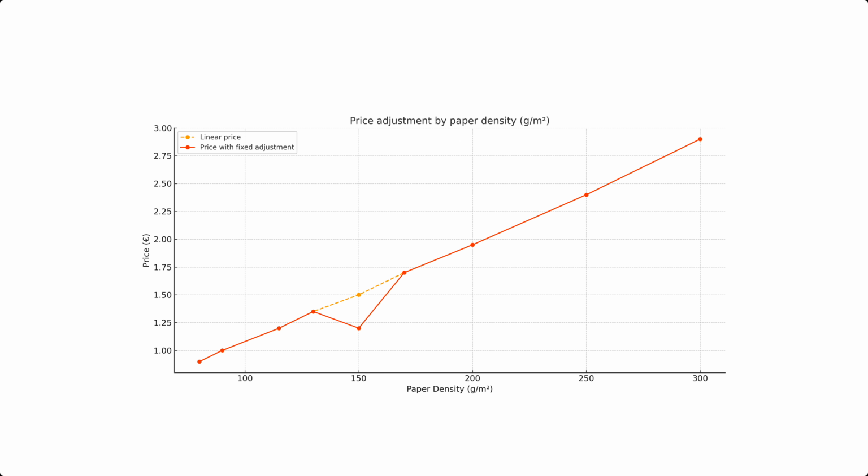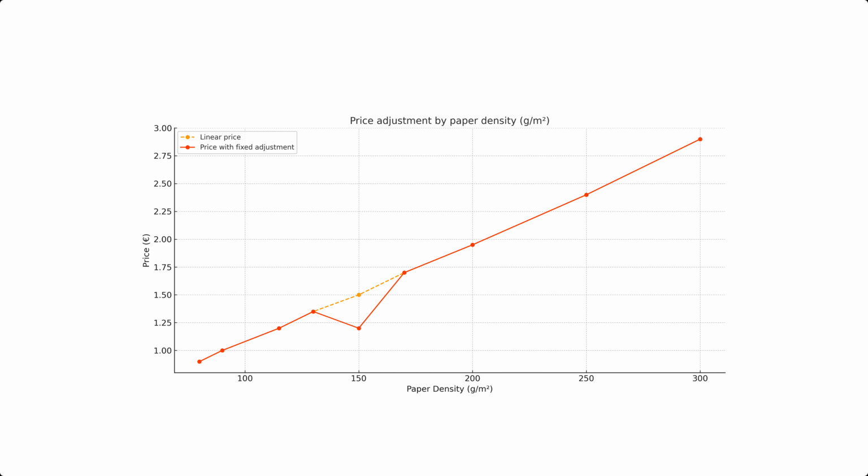The same approach can be used for other parameters, for instance, paper type. Suppose that, based on linear calculation, the price for 150-gram paper turns out to be higher than that of competitors. If the market price for this paper type is significantly lower, it makes sense to set a fixed price for this paper type to remain competitive. In this case, the linear pricing graph dips at the required value, allowing prices to be adjusted to market realities without breaking the overall calculation structure.